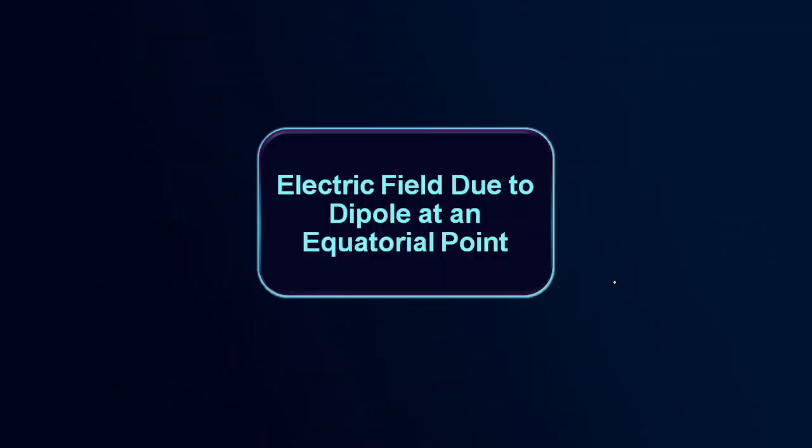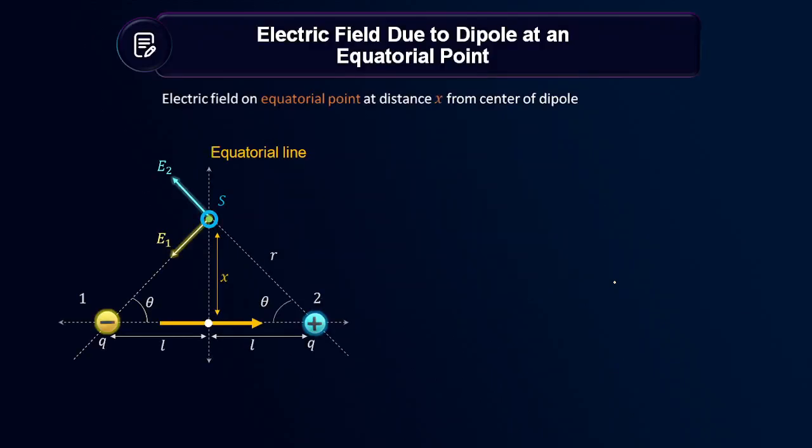Next, now we want to find electric field due to dipole at the equatorial point. So now equatorial point, again we have to find electric field. So electric field on equatorial point at a distance x from the center. So again we have considered there is one dipole, the charge minus q, plus q, and at this point, equatorial point means the line which is perpendicular to the line joining the charged particles, that is equatorial line. So on that line, if any point here, at any point we want to find electric field, that is called as equatorial point, right?